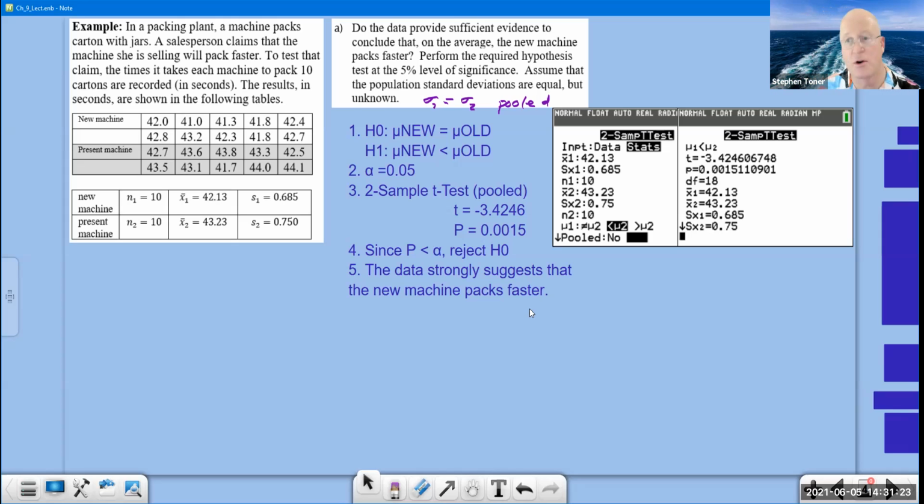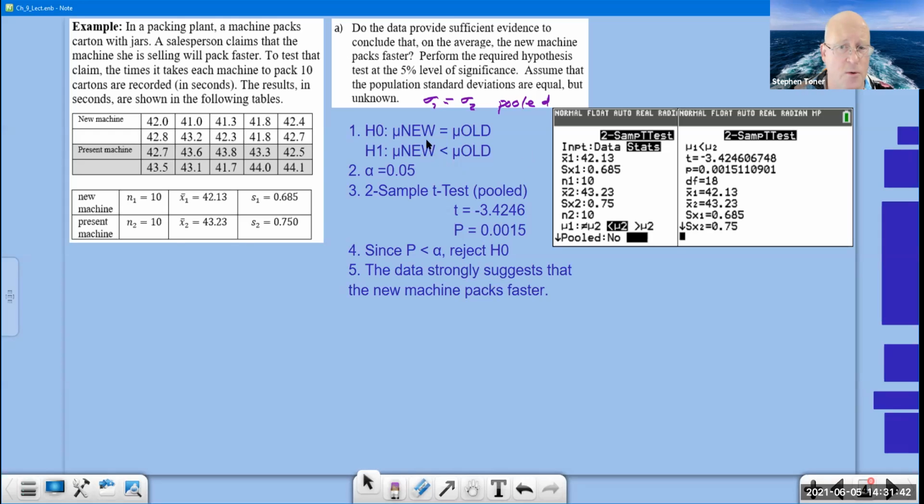Okay, so several things can go wrong here. First off, if you don't pool the standard deviations, you're going to have the wrong test chosen on your test. Now, sometimes pooling versus not pooling, the difference in the values of T and P aren't that far off, but they sometimes are off. It just depends upon the problem.